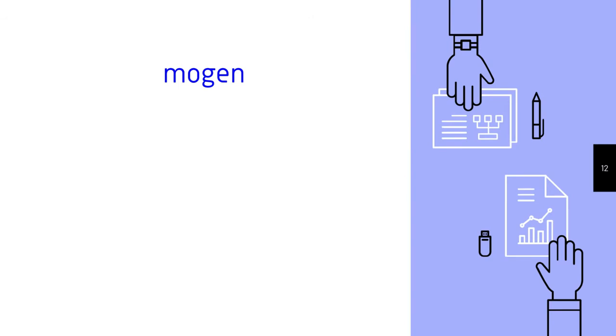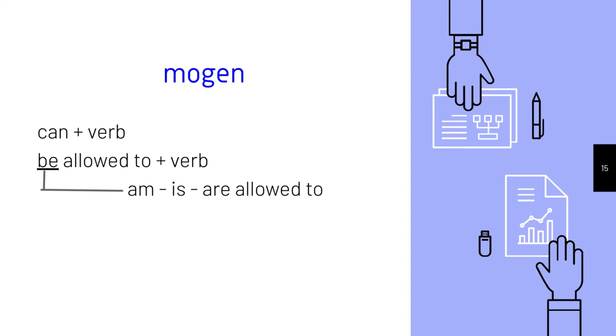So again, two possibilities. Can plus verb, I know it's confusing. Can plus verb for kunnen and mogen. But in this case, be allowed to. Don't say I be allowed to, say I am allowed to. Don't say I am be allowed to, but I am allowed to. So skip the be, change it into am, is, are.